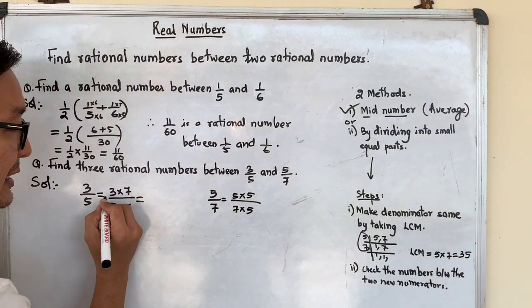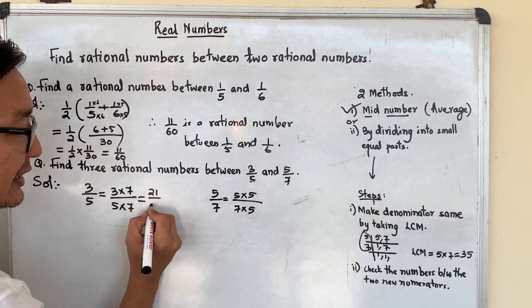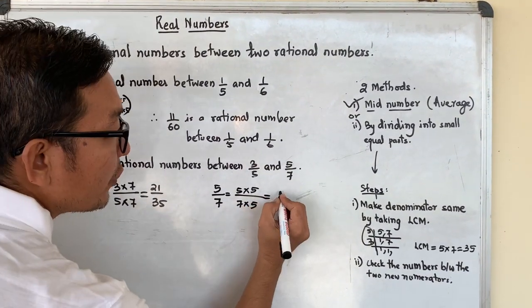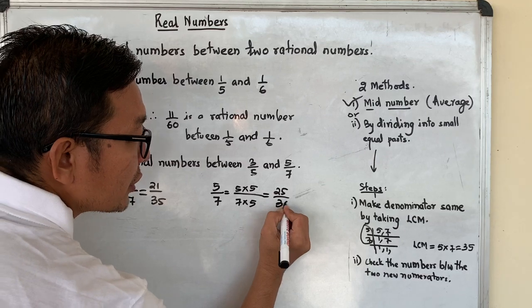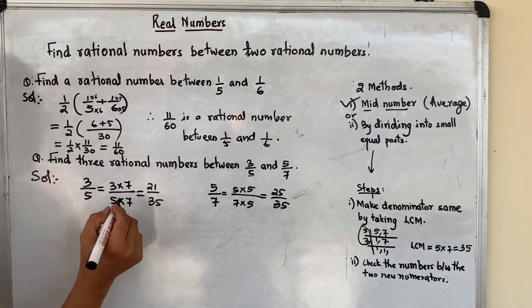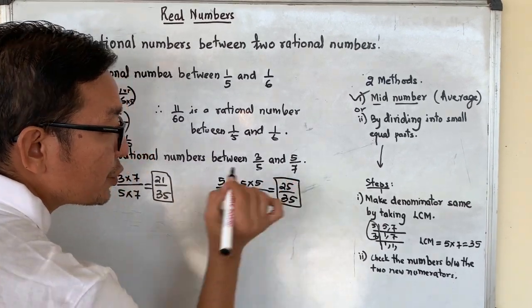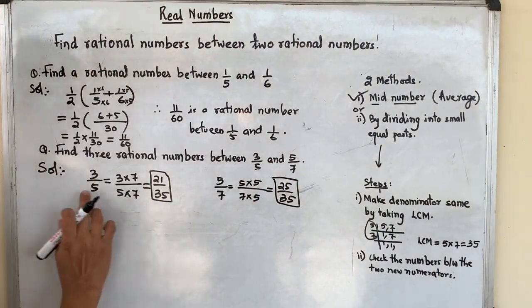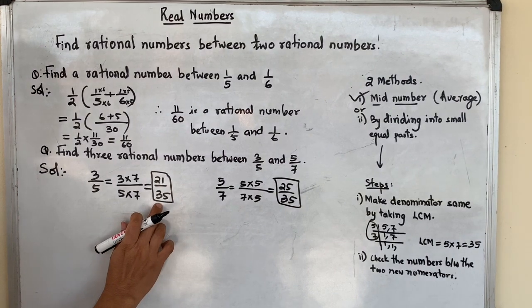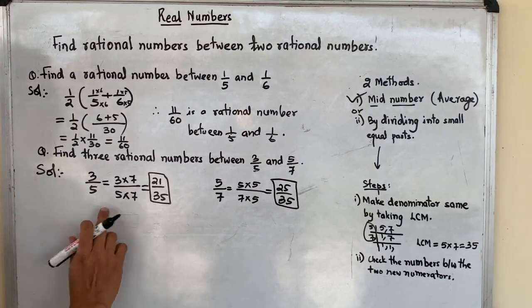So what we obtain is 7 times 3 is 21, 5 times 7 is 35. So here we obtain 25 upon 35. Now let us check the two new numbers. So sure, 21 by 35. 3 upon 5 is the same as 21 upon 35. This is an equivalent rational number.